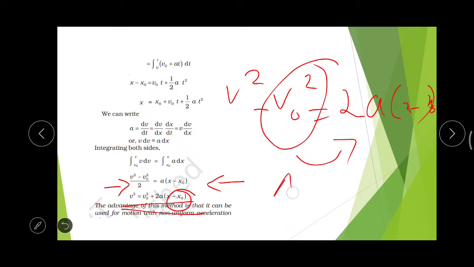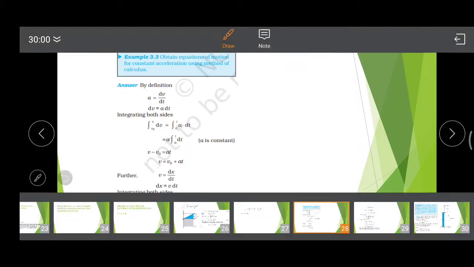Okay, delta x, or in another representation, you can also use s for the displacement. Okay, so we have derived all the kinematic equations with the help of calculus. The advantage of this method is that if you are using the calculus method, you can use it for non-uniform acceleration also. Okay.